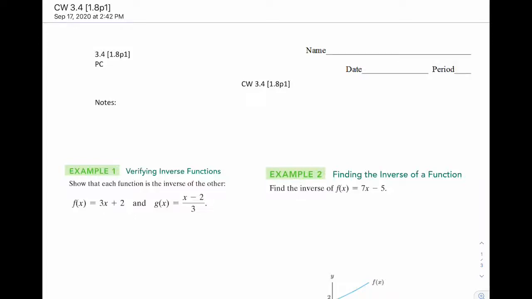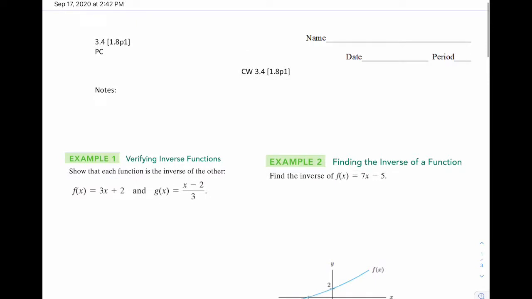Welcome to CW 3.4. Today we'll be talking about inverse functions. So if you ever see this notation, f of x, this is like a regular function right here. Today we're going to be talking about f inverse x. So this right here, that indicates, again, inverse.